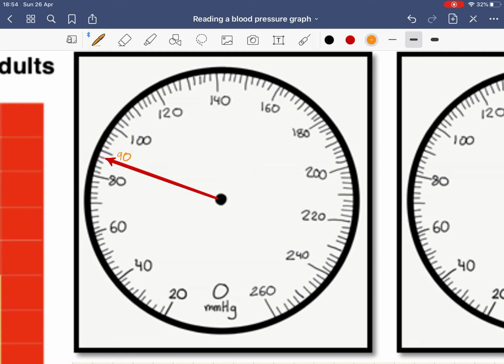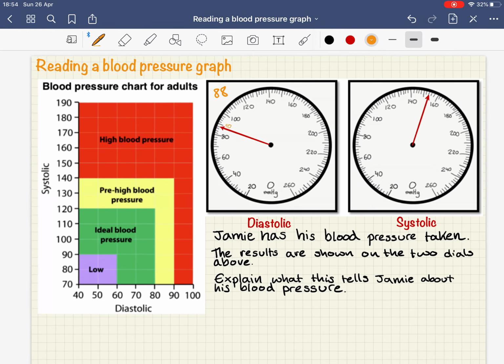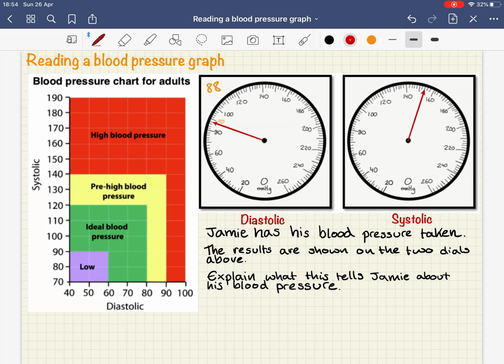So we have 82, 84, 86, and then 88. So that's going to be 88 there. And for my answer down here below, I would just write diastolic equals 88, and then the unit there. You must label your diastolic. Make sure it's really clear which is which.